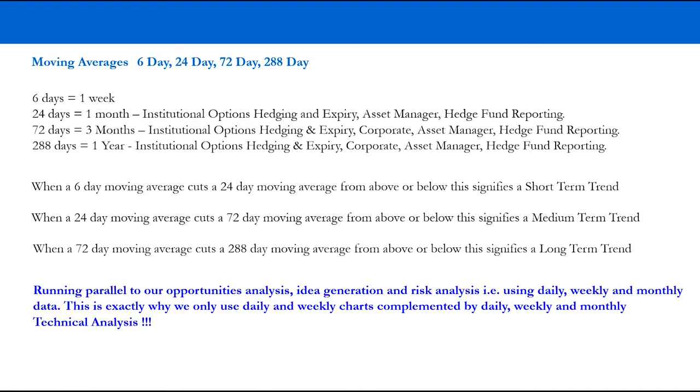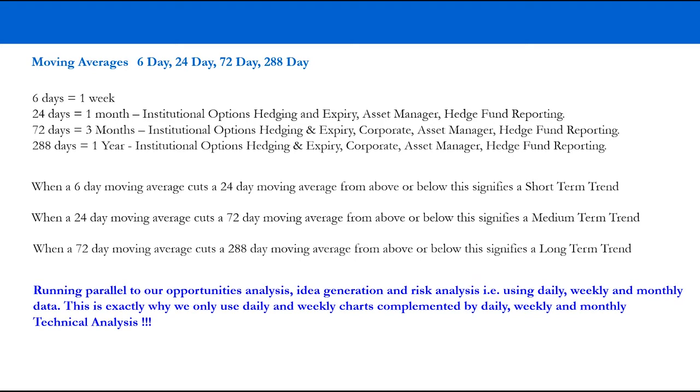24 days is 1 month. And this is important because at the end of the month, we have institutional options hedging and expiry, and we have asset manager and hedge fund reporting. So asset managers and hedge funds report on a monthly basis. They report their returns. So 1 month, 24 trading days is important to our analysis.